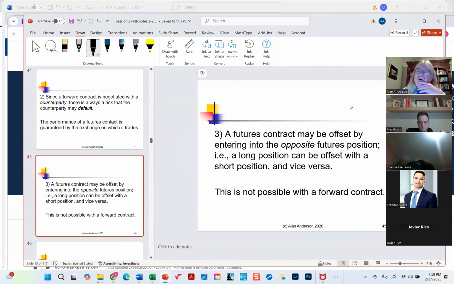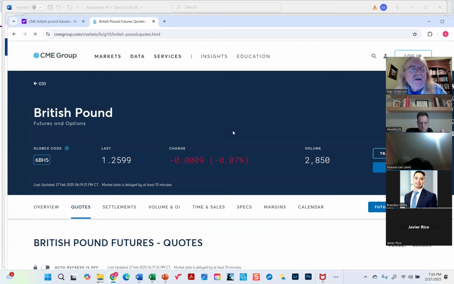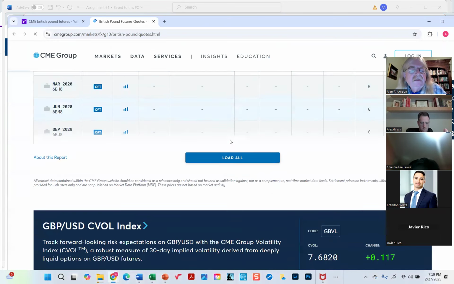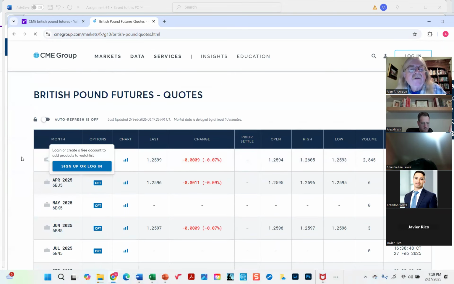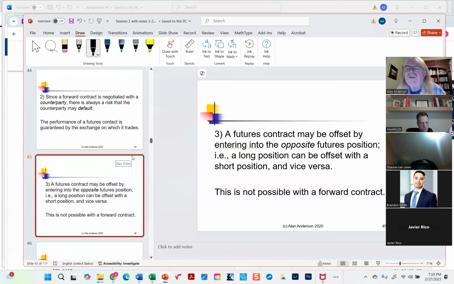Futures contracts can be easily offset or unwound by taking the opposite position. So if I entered here into this contract to buy pounds in March, and I decide I don't want to do this, I would just enter into a short position in the same contract, and they would exactly offset each other. That's easy with futures. It's not going to happen with forwards. With the forward, you're absolutely obligated to go ahead and do whatever you agreed to do.